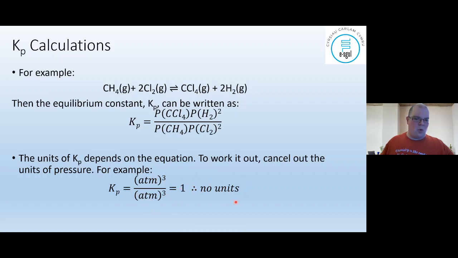So we end up with no units for this particular expression. Okay, if this was pascals, it would just be pascals to the power 3 over pascals to the 3. So it wouldn't make a difference. You'd still end up with no units.